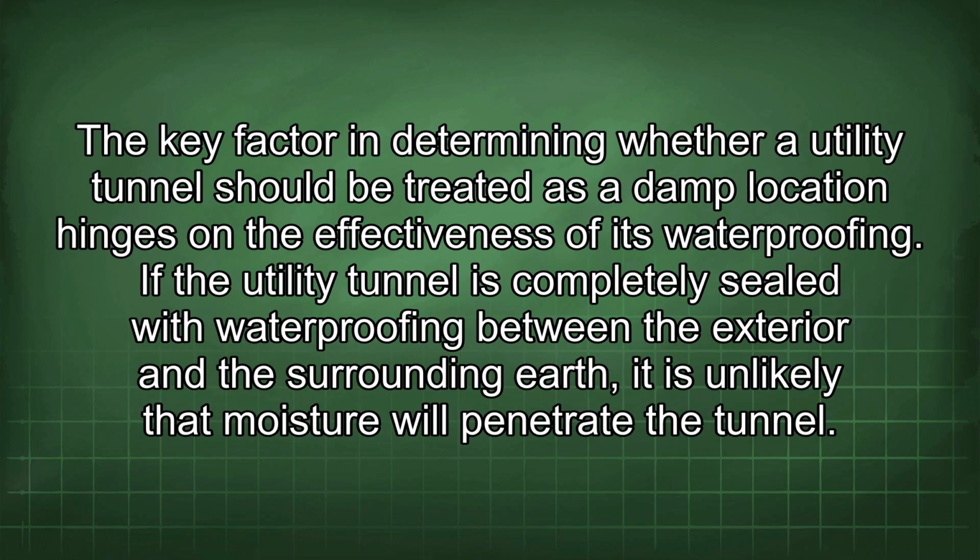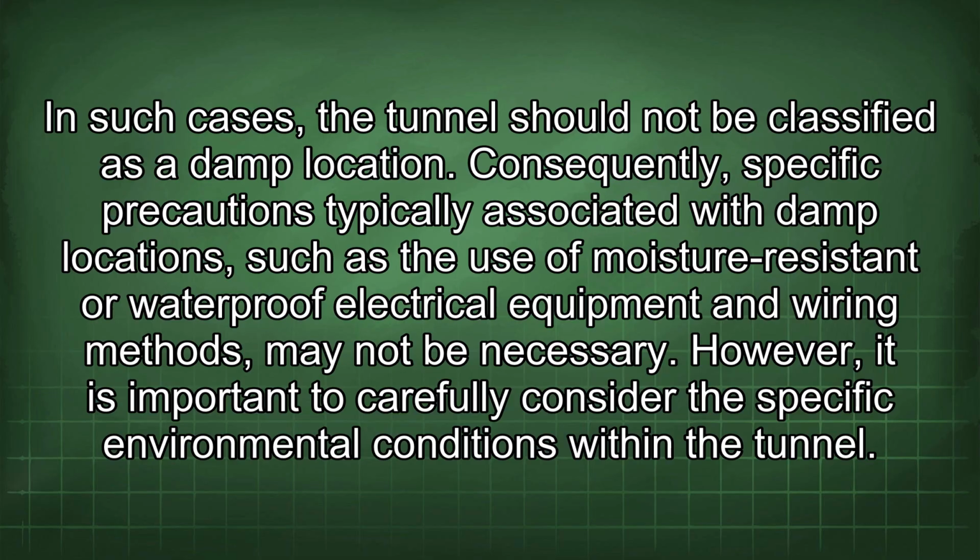The key factor in determining whether a utility tunnel should be treated as a damp location hinges on the effectiveness of its waterproofing. If the utility tunnel is completely sealed with waterproofing between the exterior and the surrounding earth, it is unlikely that moisture will penetrate the tunnel. In such cases, the tunnel should not be classified as a damp location. Consequently, specific precautions typically associated with damp locations, such as the use of moisture-resistant or waterproof electrical equipment and wiring methods, may not be necessary.